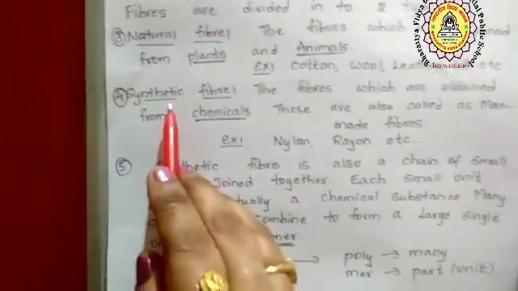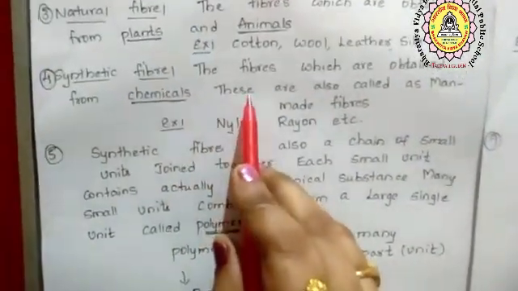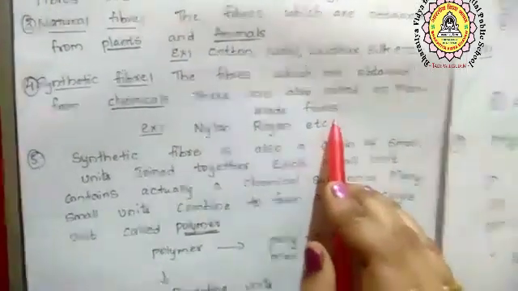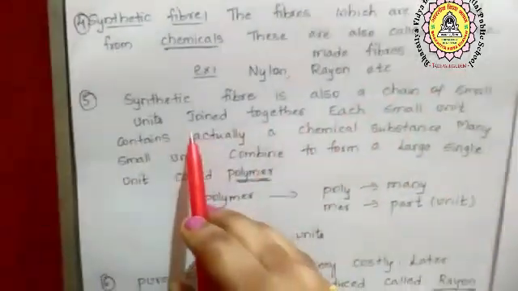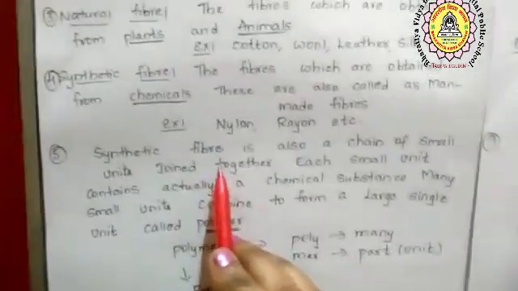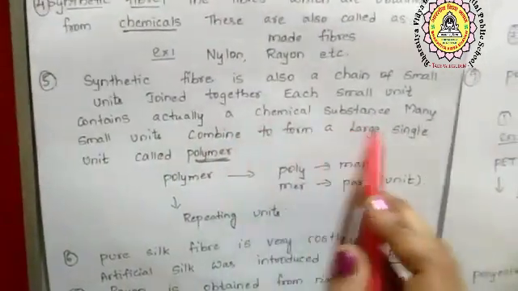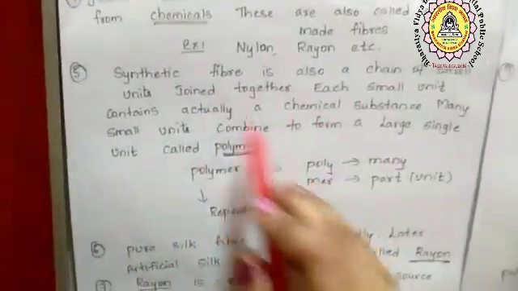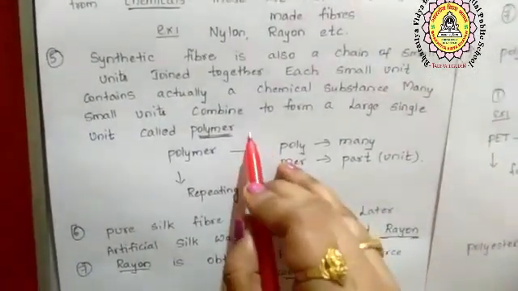Let us see about synthetic fiber. The fibers which are obtained from chemicals are called synthetic fibers or man-made fibers. For example, nylon, rayon, etc. How was synthetic fiber obtained? We can learn here. Synthetic fibers are also a chain of small units joined together, and each small unit contains a chemical substance, and many small units combine to form a large single unit called a polymer.